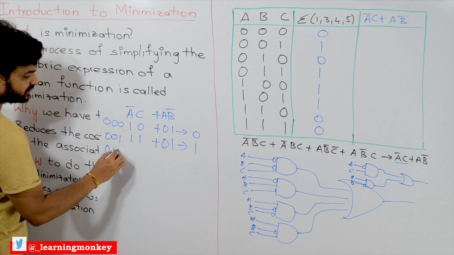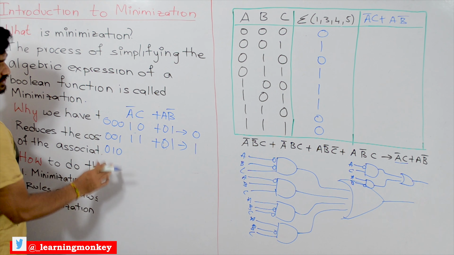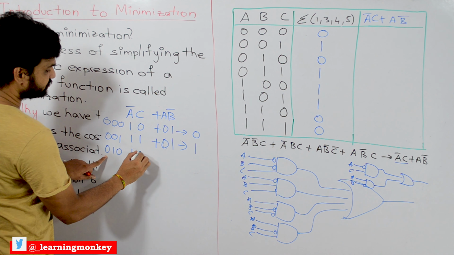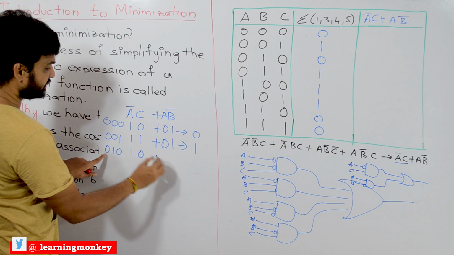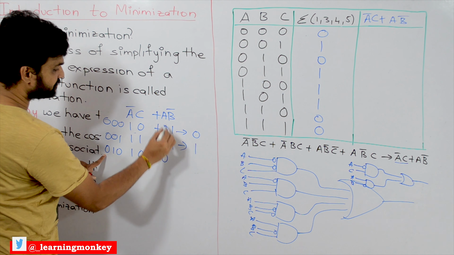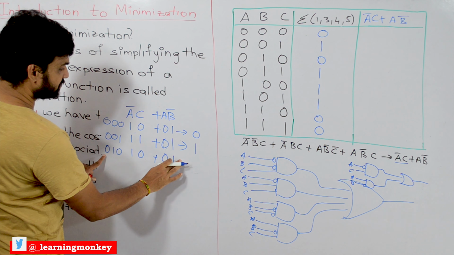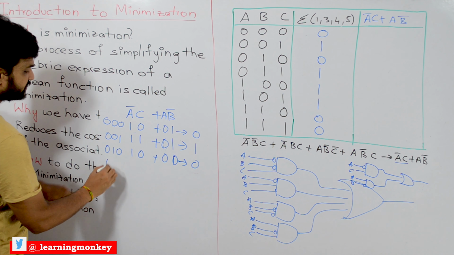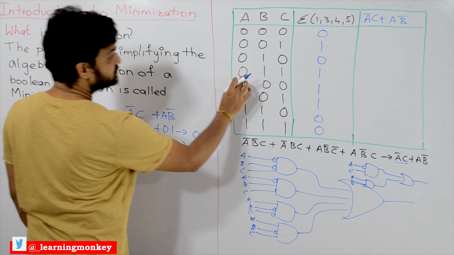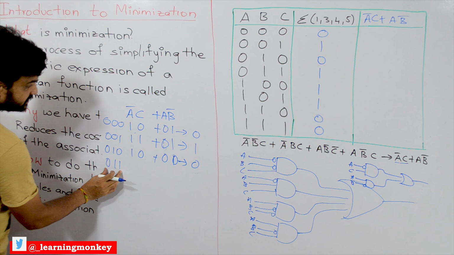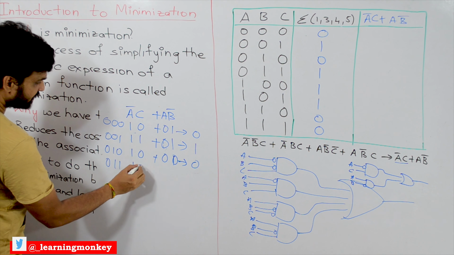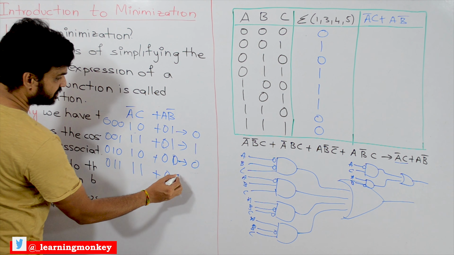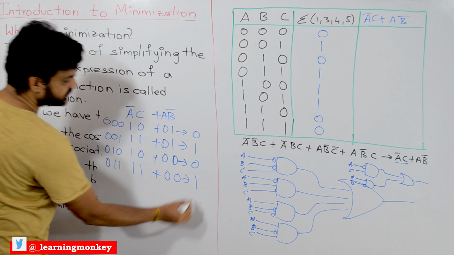If you take the input 0 1 0, 0 1 0 means A is 0, B is 1, C is 0, so it is 0, and similarly A is 0 and B complement is 0. So this is going to be a 0. Similarly, if we take 0 1 1, B is 1 and C is 1, and here A is 0 and B complement is 0. So it is going to produce an output of 1.